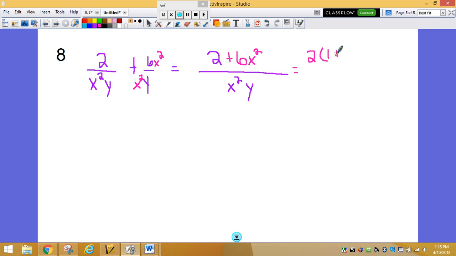So I have 1 plus 3x squared. Again, I just divided them both by 2. And on bottom, I have x squared y. And that's as far as we can go. So pause it, go try number 8 on your worksheet, and come back and we'll do number 9.